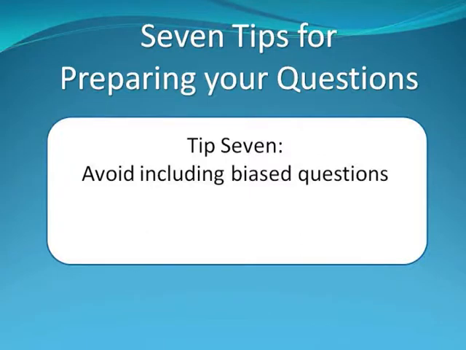And finally, for tip 7, you want to avoid including biased questions. Again, this goes back to the idea that you don't want to create questions where you're getting a certain answer that you want in order to answer your question. And those are your 7 fun tips.